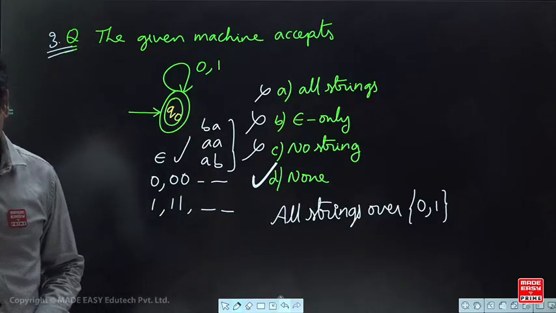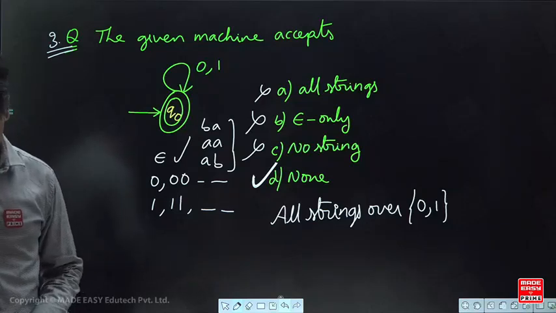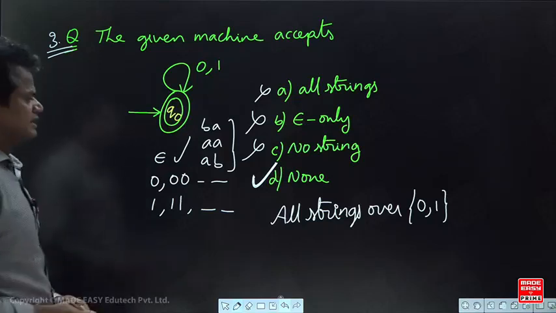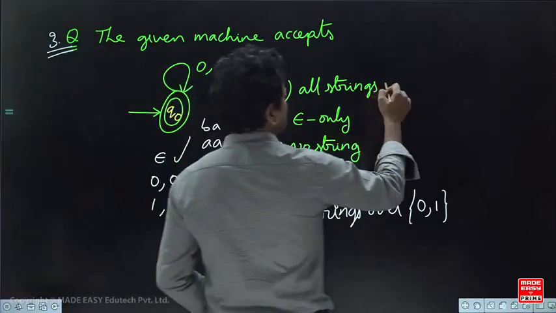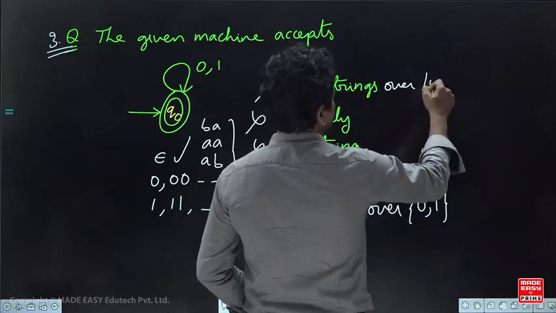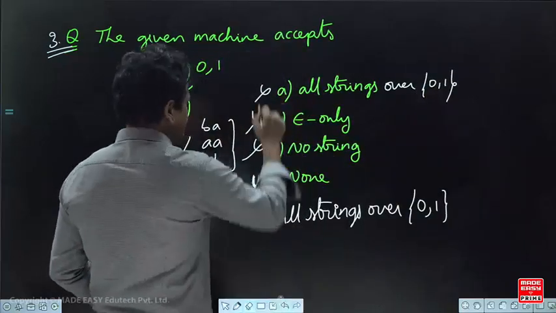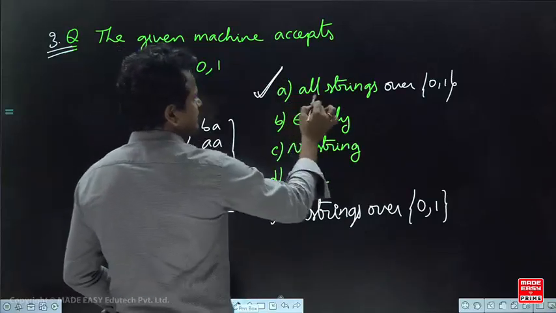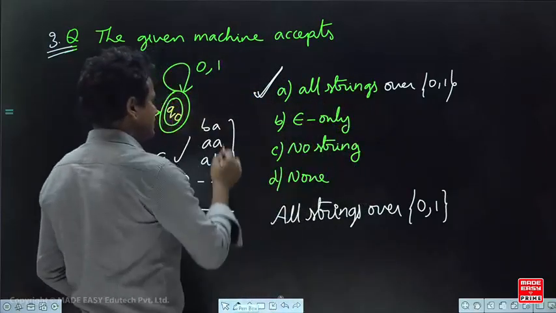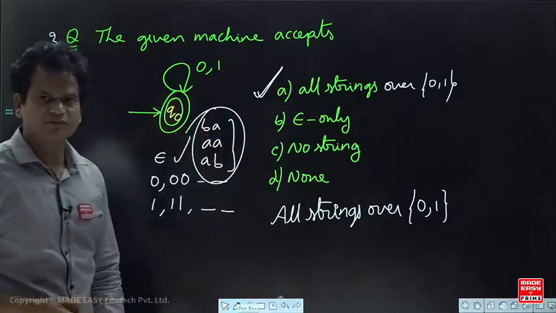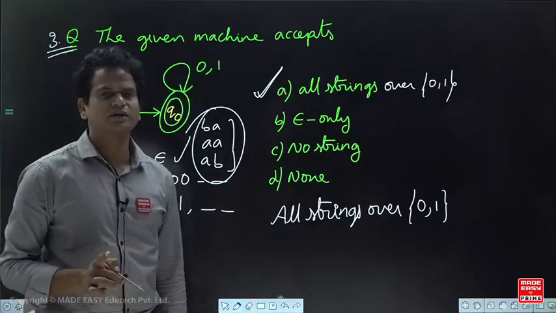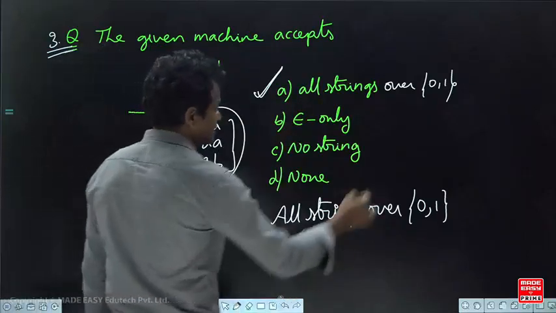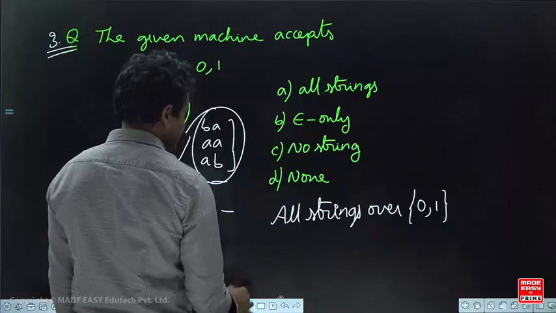Just now I have started the class, just 5 minutes back. So if the question is given as all strings over set {0, 1}, then you can go for this option. Then the option is A. But it is not given. Only "all strings" is given. Will it accept any combination of A, B, C? No. It accepts only combinations of zeros and ones. But it is not given. So that is the reason, according to the options, I have taken the best choice, none.